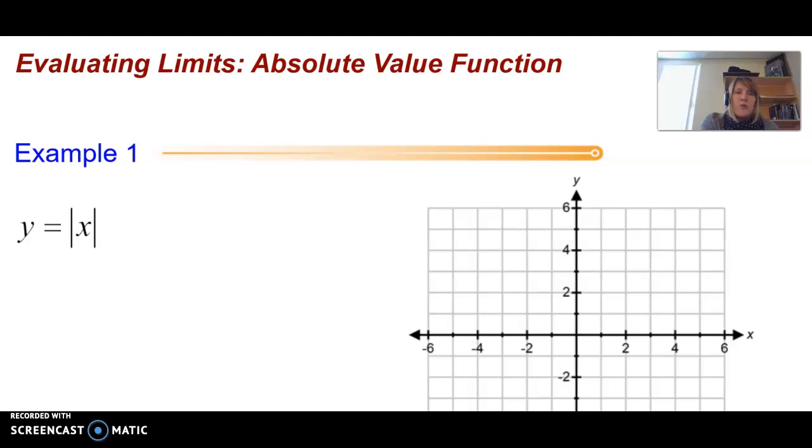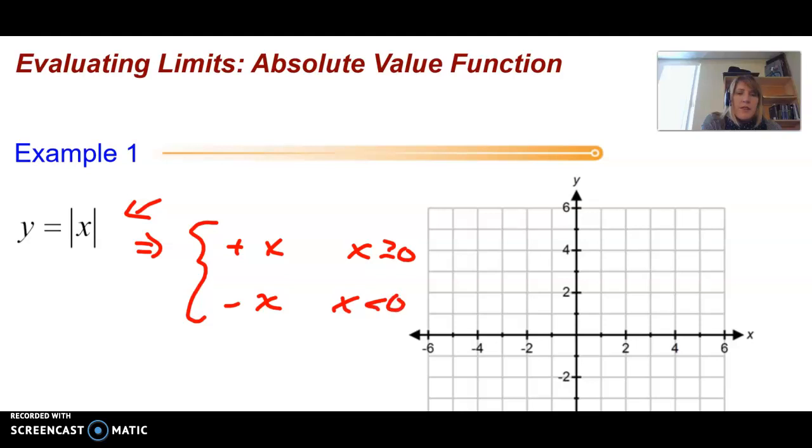This is section 2.6 on evaluating limits using absolute values. So what we need to do before we calculate limits is to remind ourselves what the absolute value function looks like. An absolute value function is basically a piecewise function. We define the absolute value as positive x if x is greater than or equal to 0, and we define it as negative x if x is less than 0.